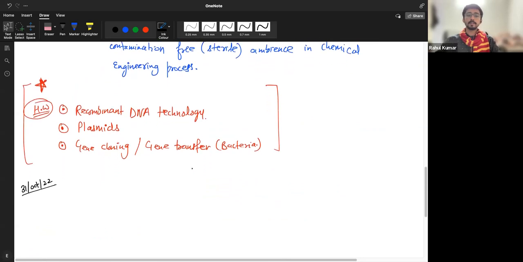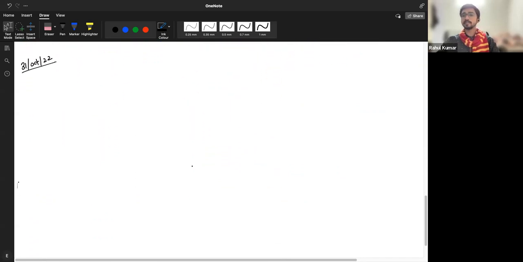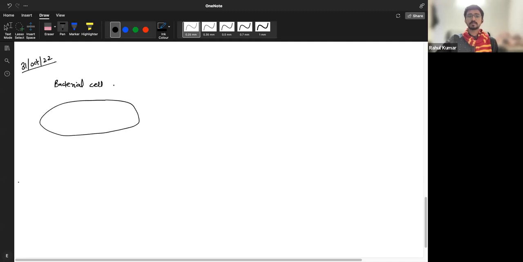And for that we need to modify the DNA, correct? So take a DNA which is normally present in a cell, and let's start with a bacterial cell. You tell me, where is DNA present in a bacterial cell? I'm taking an example of, let's say, E. coli. So this is the membrane. Where is DNA?